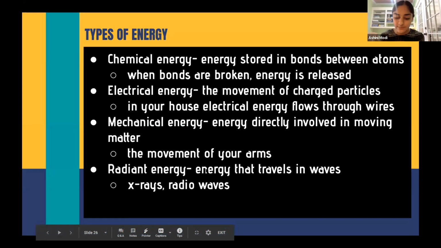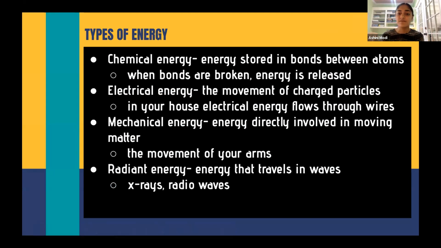So in every chemical reaction, you have lots of energy that's involved. And the only way reactions can happen around us is if there's energy. Chemical energy is the energy that's stored in bonds between atoms. And when bonds are broken, energy is released. So if you have H2O being broken down into 2H plus O, energy is being released in that process.